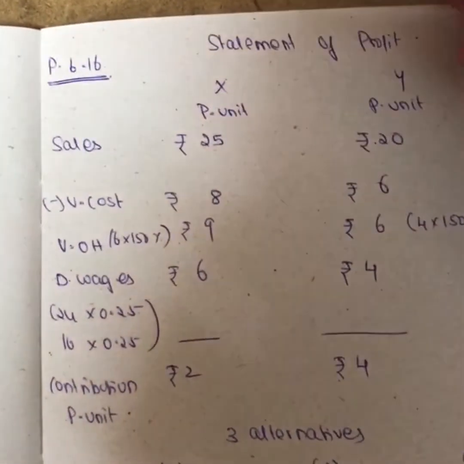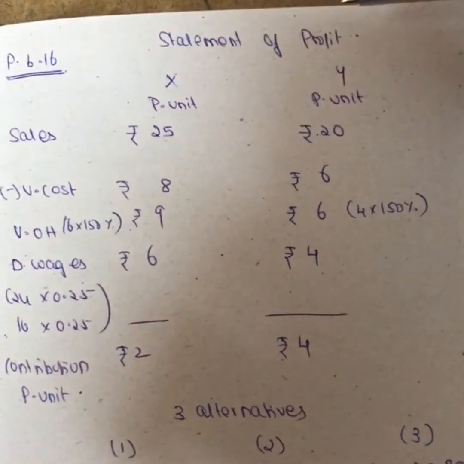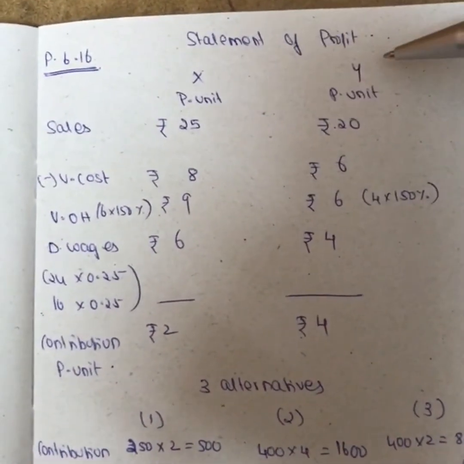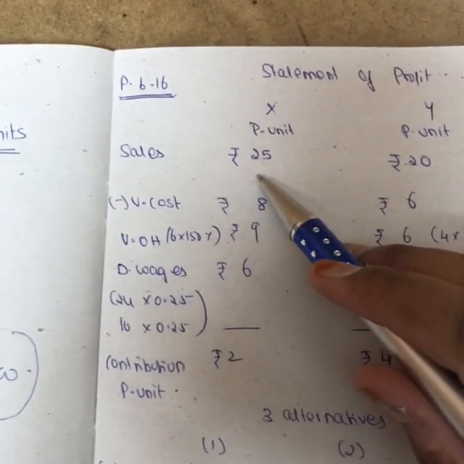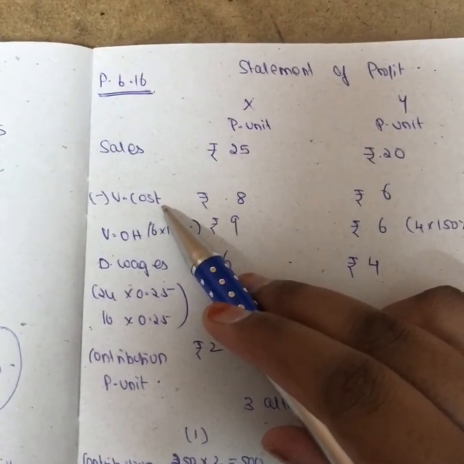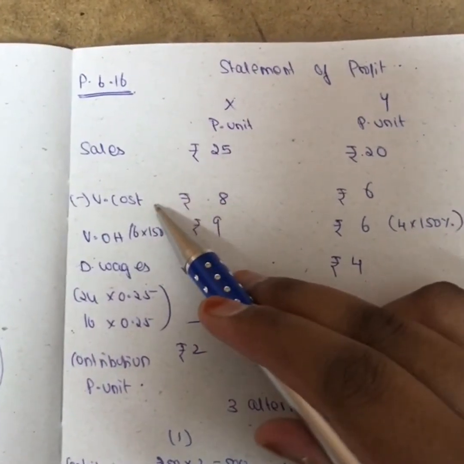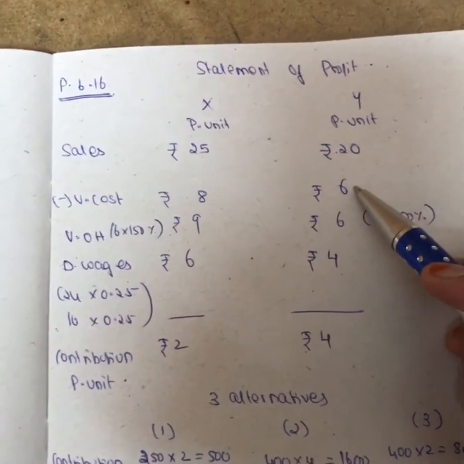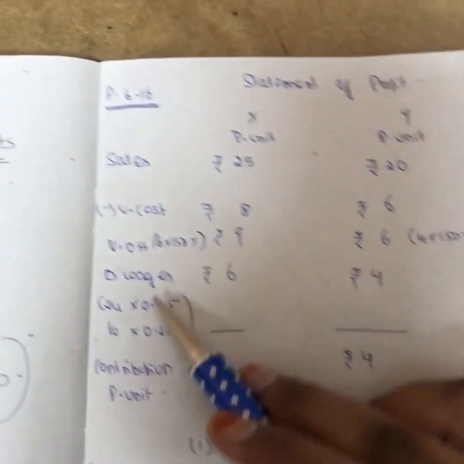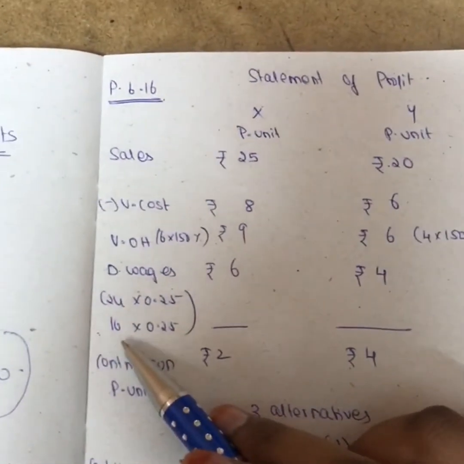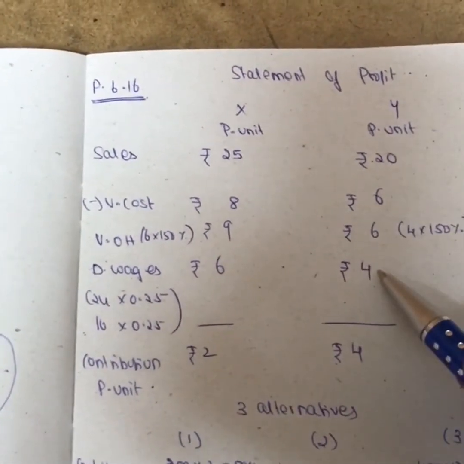Now we will see the solution for problem 6.16, girls. So as usual, we will start with the statement of product. We have two products, X and Y, and the sales given is 25 per unit and 20 per unit. Okay, and variable cost, under that we have direct material. So your direct material is rupees 8 and rupees 6, and your direct wages, how we have to calculate, it is 24 hours into 0.25, you get 6. 16 hours into 0.25, you get rupees 4.